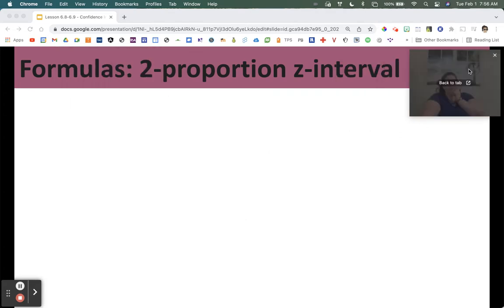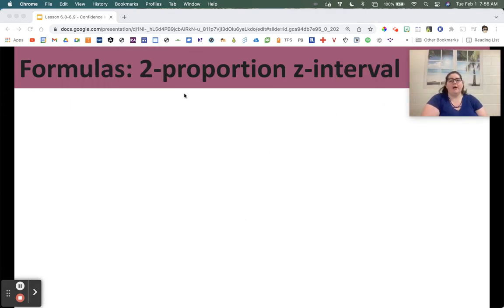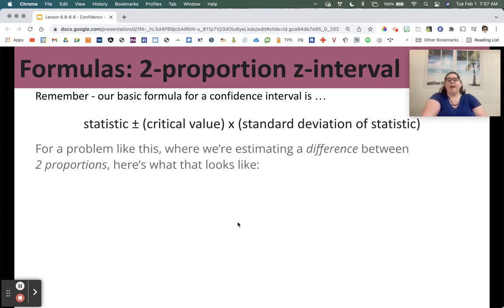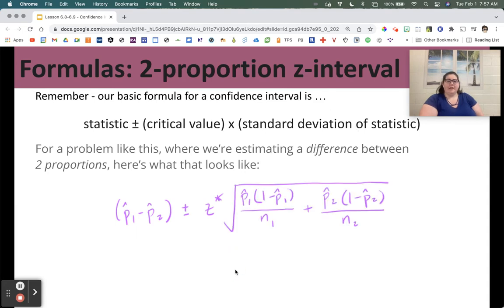For a two-proportion z interval, which is what we're going to learn how to do today, our base formula is the same. This is what's given on your formula chart: statistic plus or minus critical value times the standard error of the statistic. The same idea, right? So for a difference, we're estimating a difference between two proportions. Our statistic would be the sample difference, p hat 1 minus p hat 2. Our critical value is still a z star, and it's found the same way that we did for a one-proportion interval. And then the standard error of the statistic looks like this.